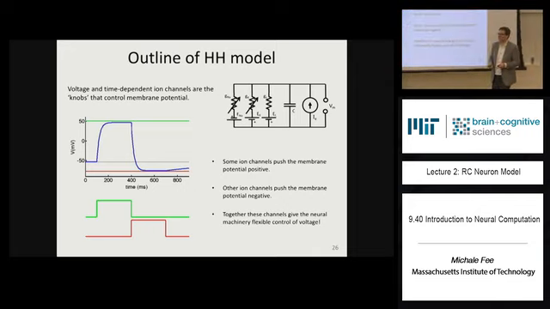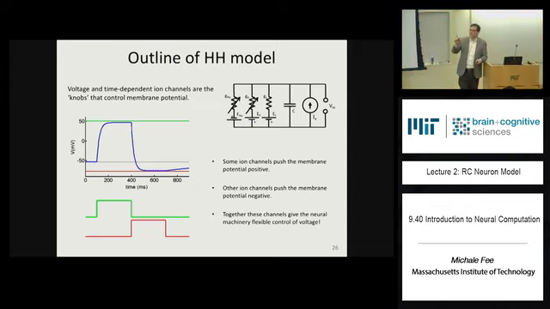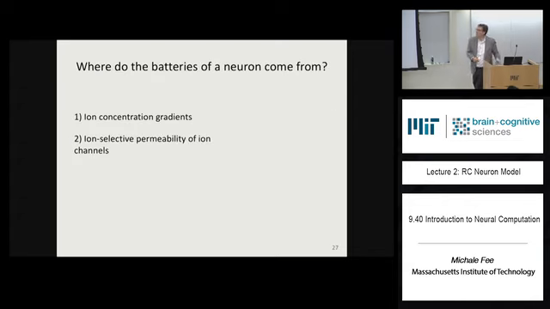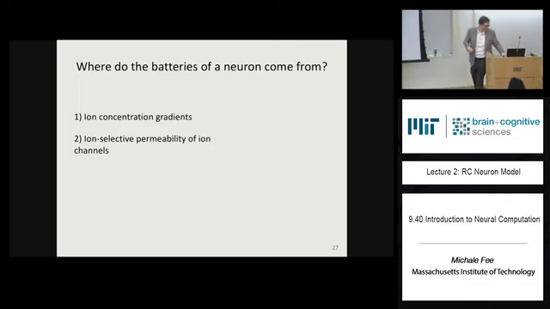That's exactly right. Okay? We have concentration gradients. There's one more thing we need. Concentration gradients by themselves don't do it. We need ion channels that are permeable only to certain ions. Okay? And that's what we're going to do now. So you need concentration gradients and ion selective permeability. Okay? So we're going to go through that.